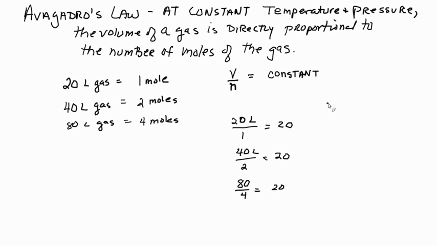Knowing that, he could say then that V1 over N1 is equal to V2 over N2. In other words, this one is equal to this one. So if we have a certain number of moles at a certain volume and we change the volume, we can calculate how many moles it would take to fill the new volume. Or if we change the number of moles, we can calculate what the new volume would be. So I'm going to erase some of this and we're going to do an example of Avogadro's law.